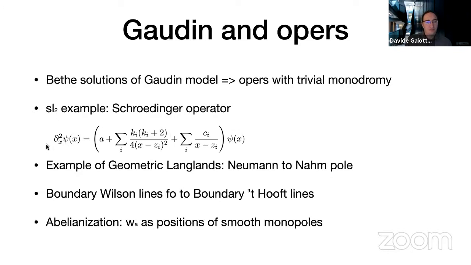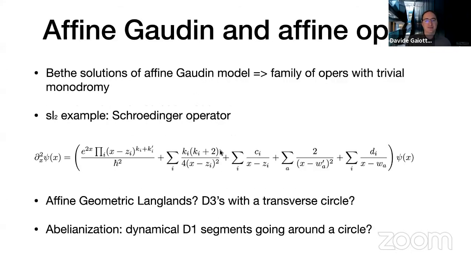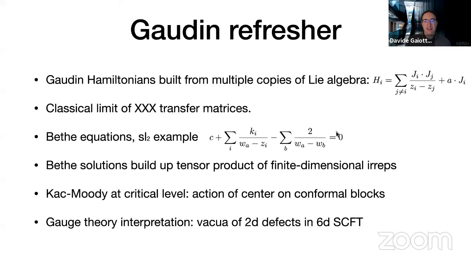The opers with trivial monodromy are Schrödinger operators which have regular singularities at a collection of points Z_i, which are the same Z_i that appeared in the Bethe equations.